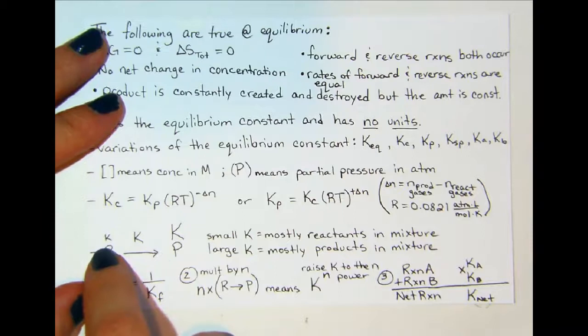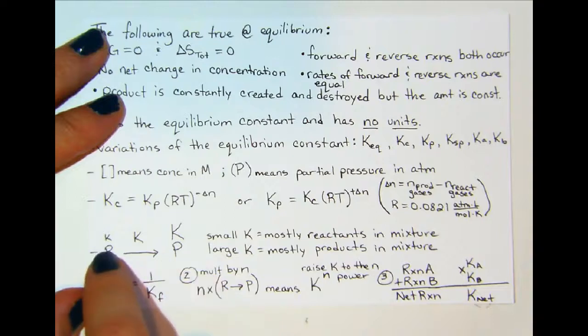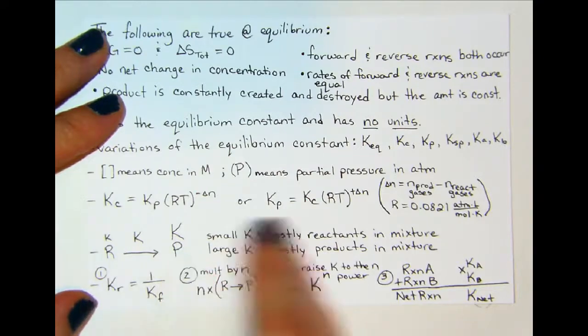The magnitude of K gives you an idea of where the equilibrium lies. If you have a very small K, then there are mostly reactants in the equilibrium mixture. If there's a large value of K, there's mostly products in the equilibrium mixture. And so I like to draw little k, medium K, big K to kind of show me that a small K means there are mostly reactants and a large K is mostly products.